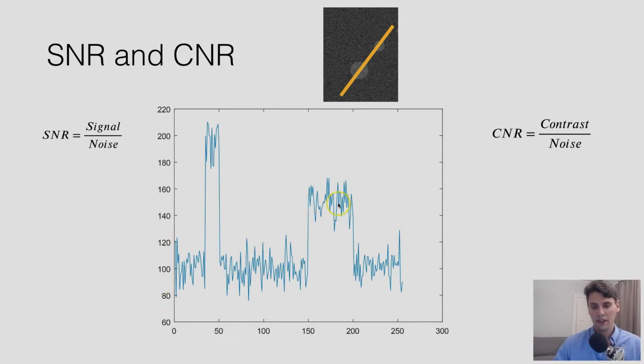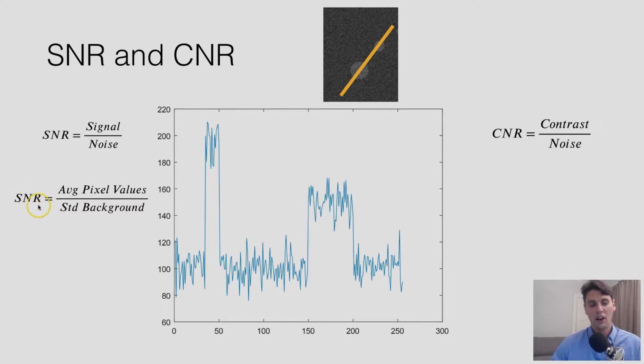The signal, for instance, is 150 on average in this region, and the signal on average in this region is 100. If we look at the noise, we can see the noise standard deviation is around 10 units. You can look here, around 10 units on either side is about the standard deviation. That is the standard deviation used in the background.